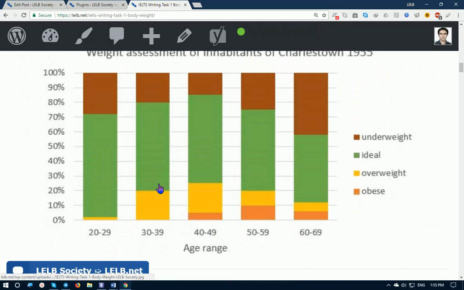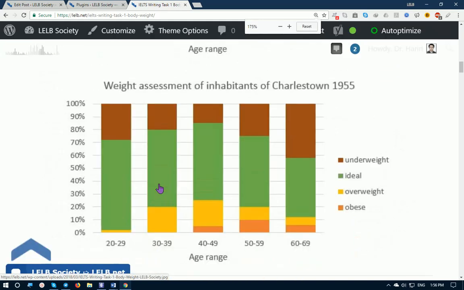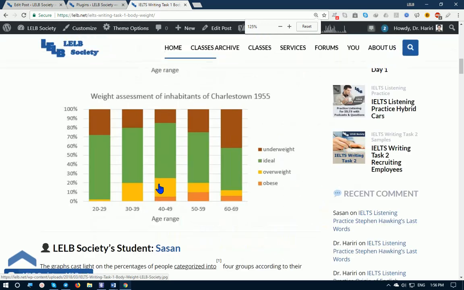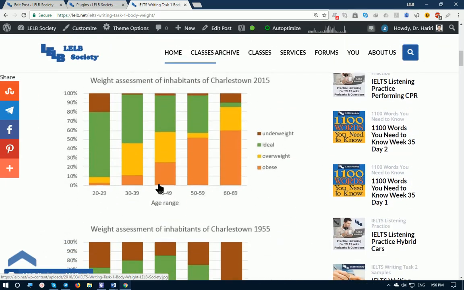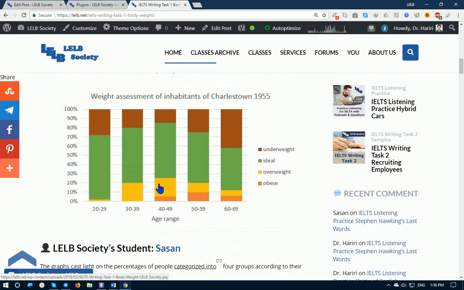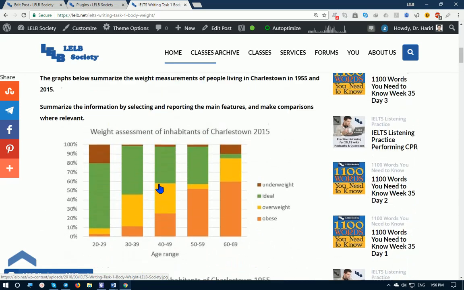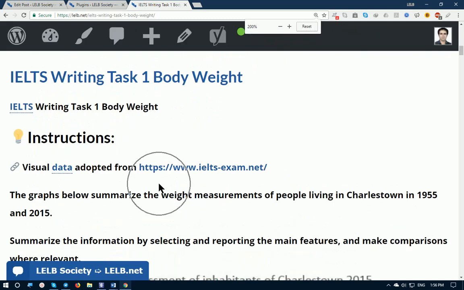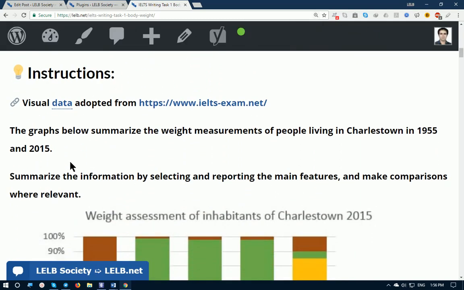And on LELB Society you will have access to hundreds of samples of both task 1 and task 2 for IELTS preparation. And let me show you, here it is for this session, and let me just read out the topic.